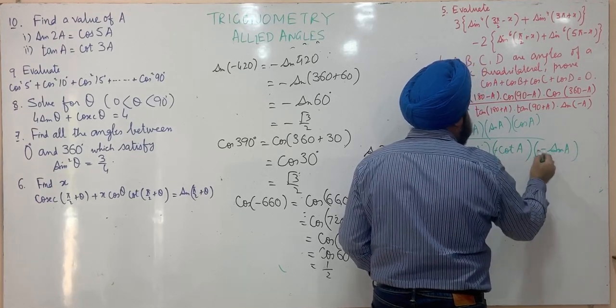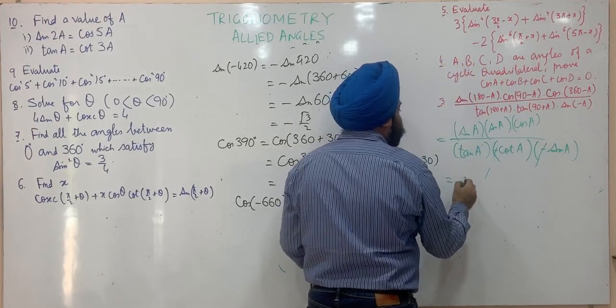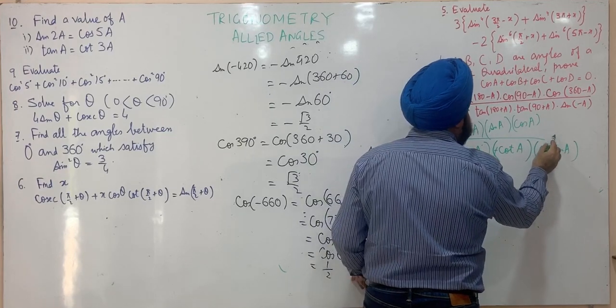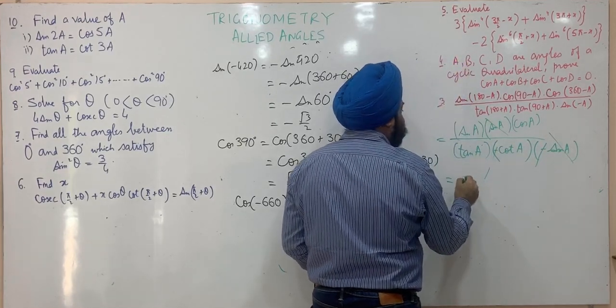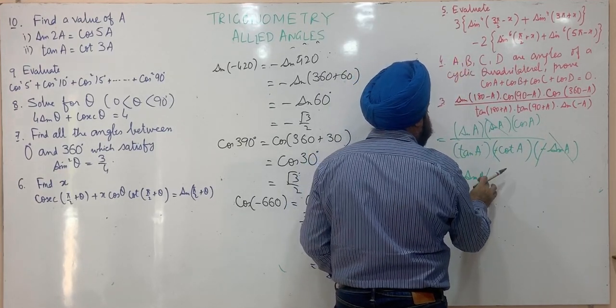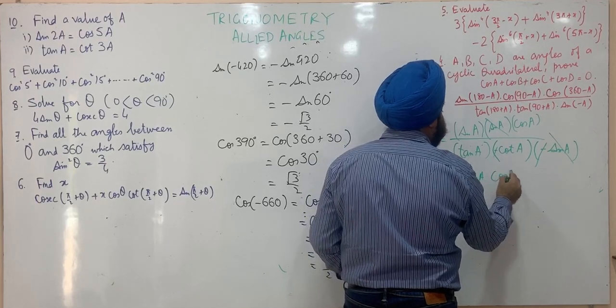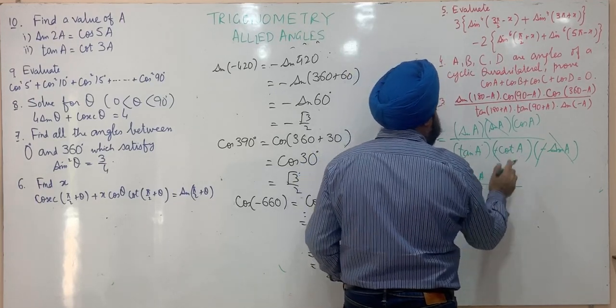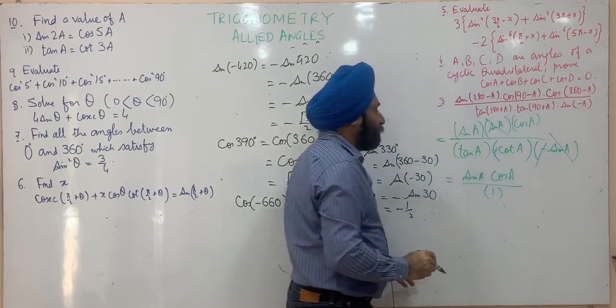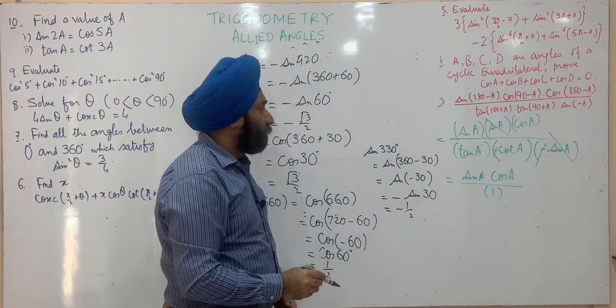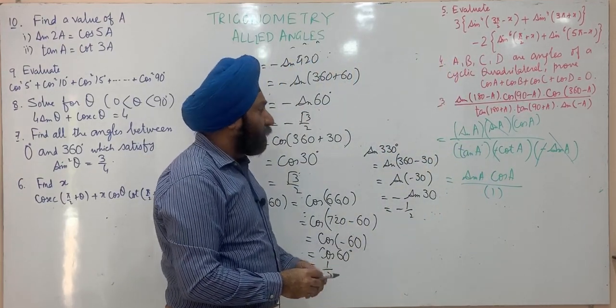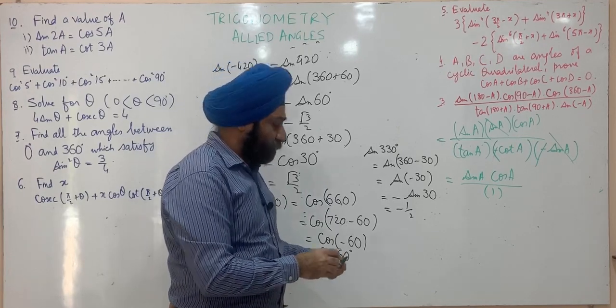This minus sign cancels with the minus sign, and sine a with sine a, we have sine a into cos of a, and tan a into cot a, that is 1. So this is sine a into cos a. Tan a and cot a being reciprocals, this is 1.